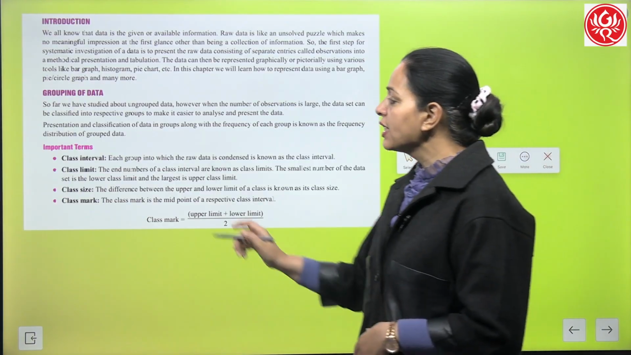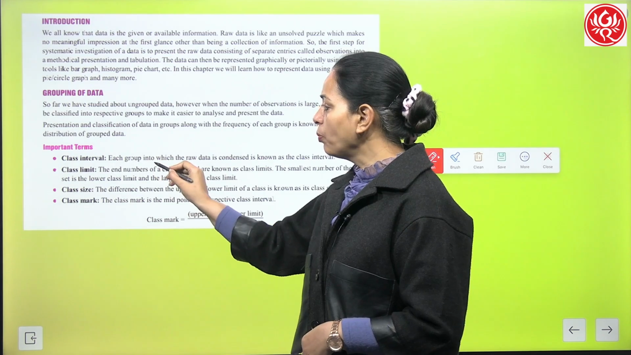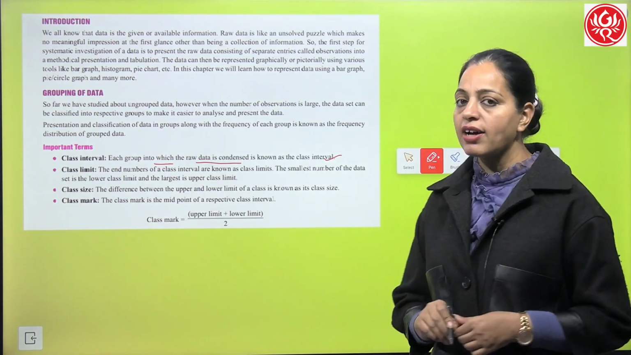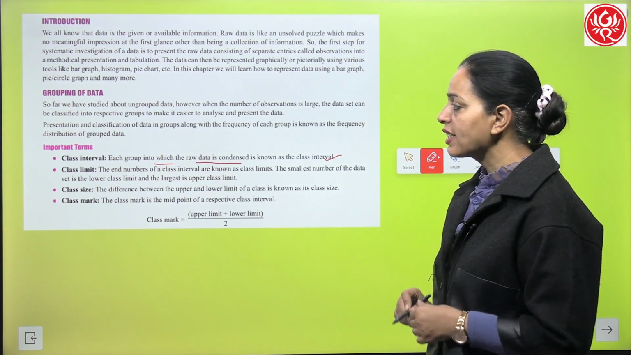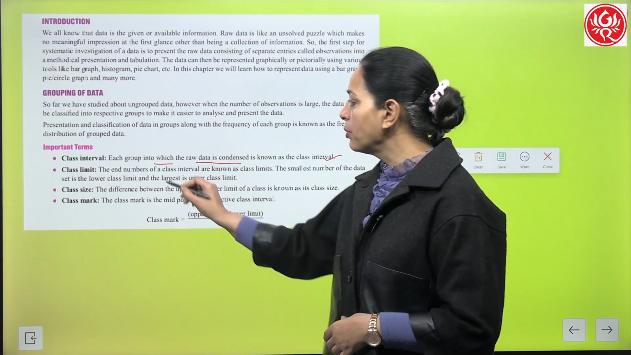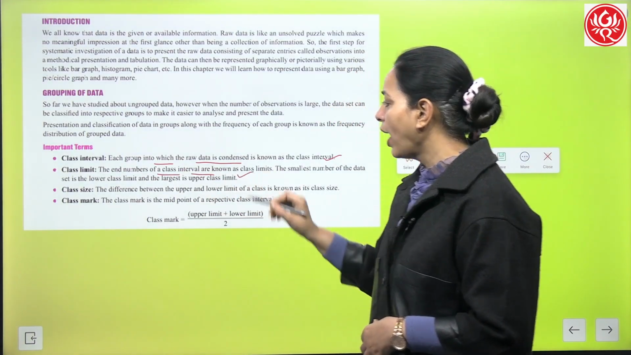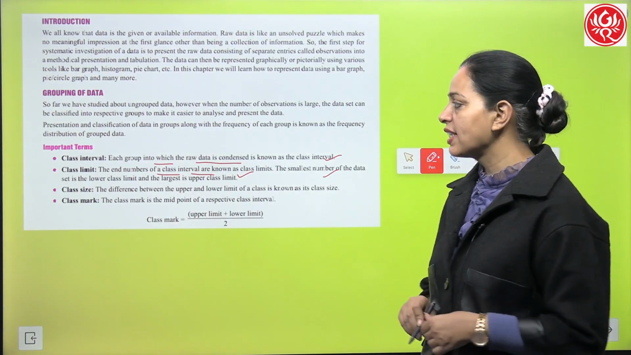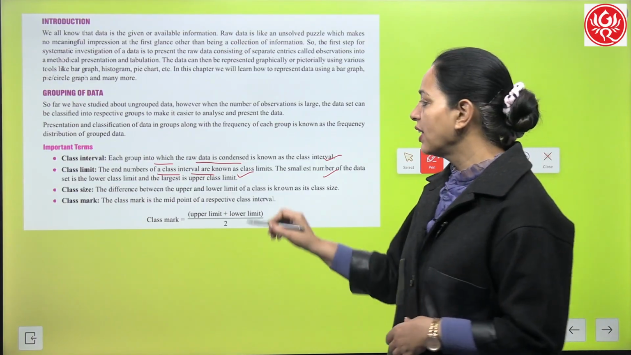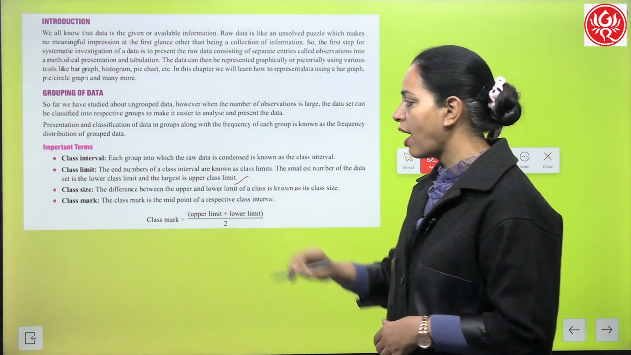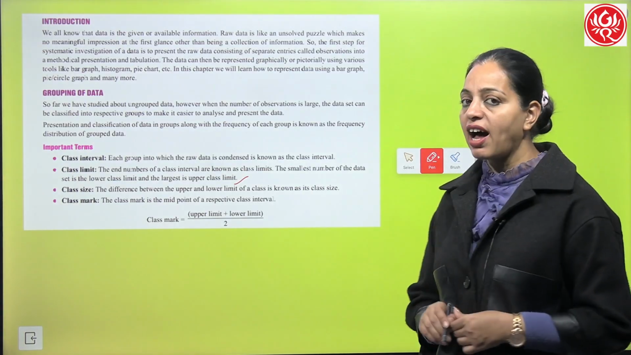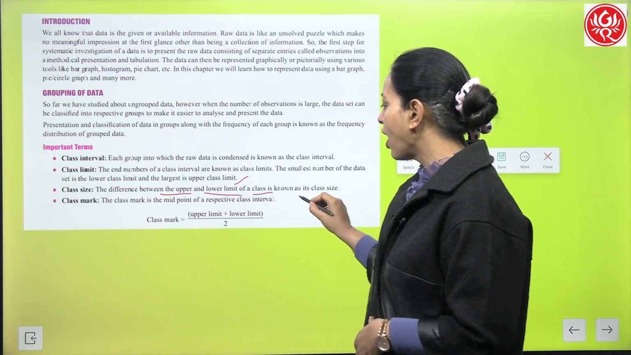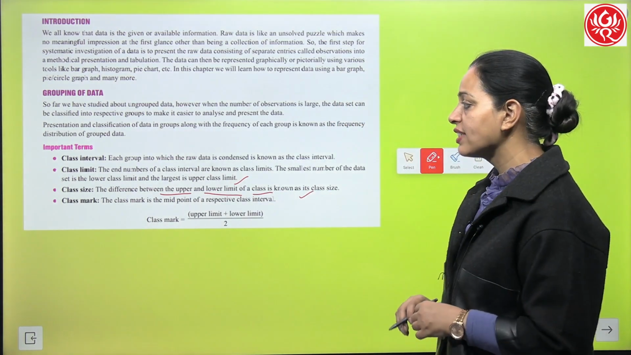Now, important terms. The first one is class interval. Each group into which the raw data is condensed is known as the class interval. The next is class limit. The end numbers of a class interval are known as class limits. The smallest number of the data set is the lower class limit and the largest is the upper class limit. The next is class size. The difference between the upper and lower limit of a class is known as its class size.